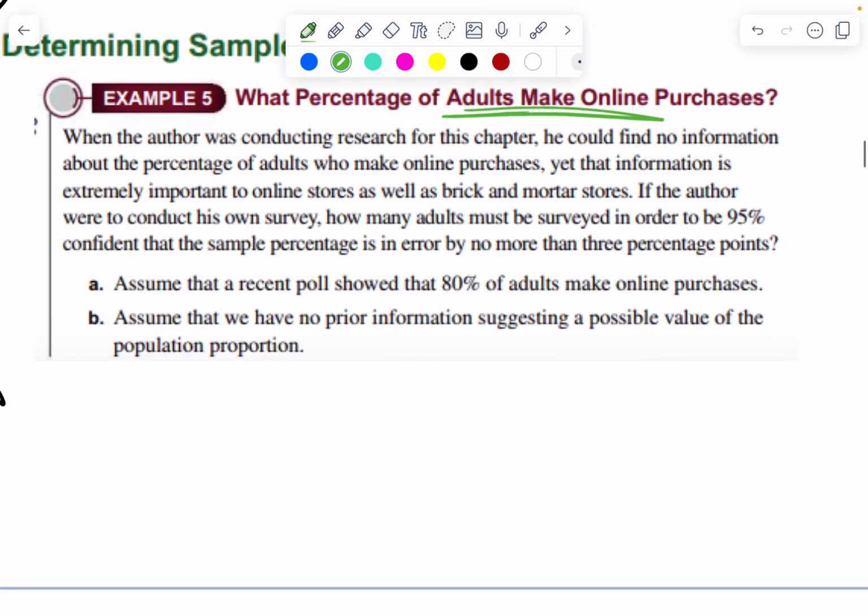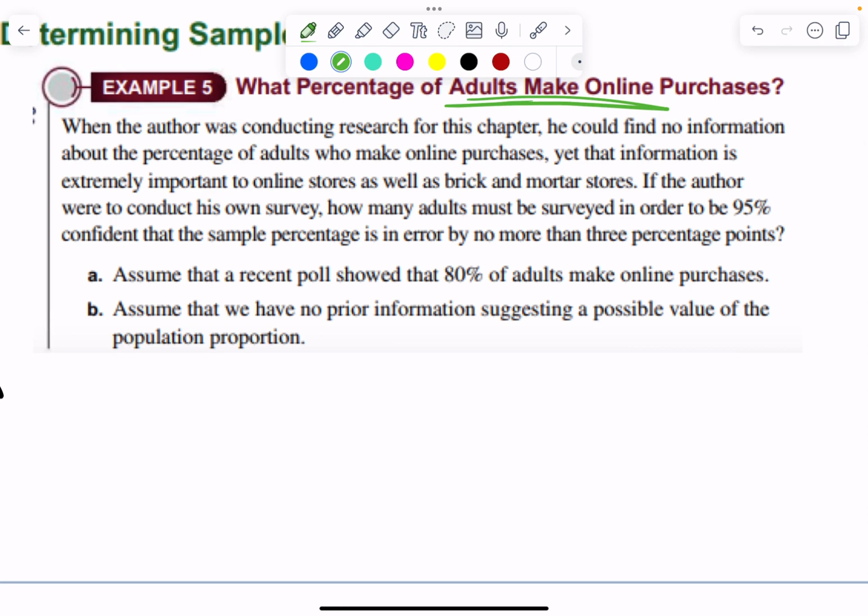When the author was conducting research for this chapter, he could find no information about the percentage of adults who make online purchases. Yet that information is extremely important to online stores as well as brick and mortar stores. If the author were to conduct his own survey, how many adults would need to be surveyed in order to be 95% confident that the sample percentage is in error by no more than 3 percentage points? Blah, blah, blah.